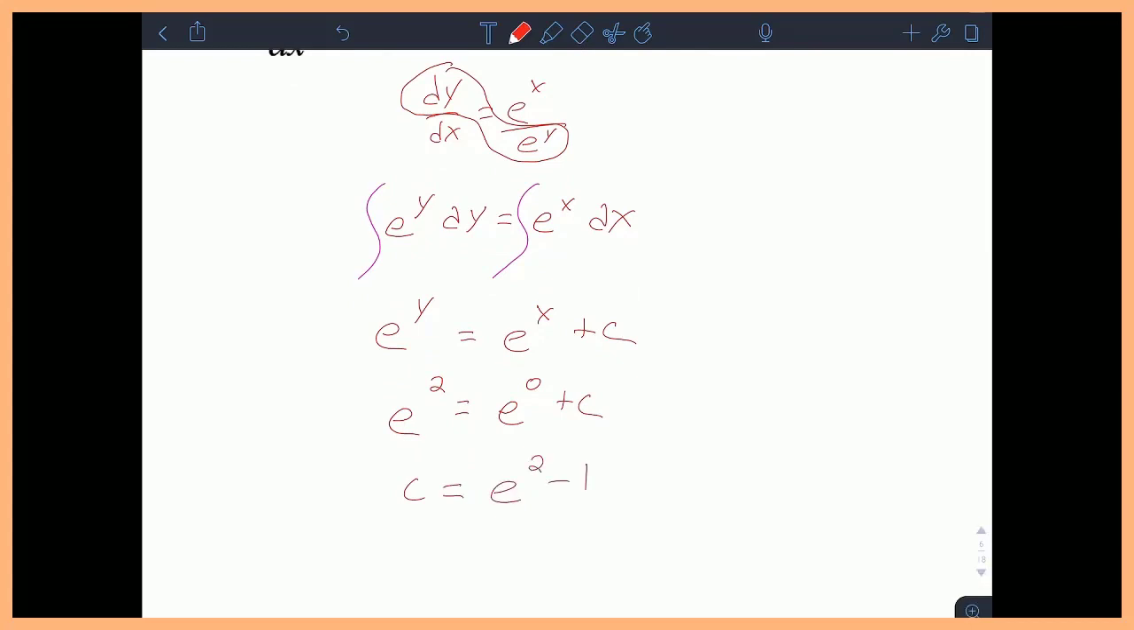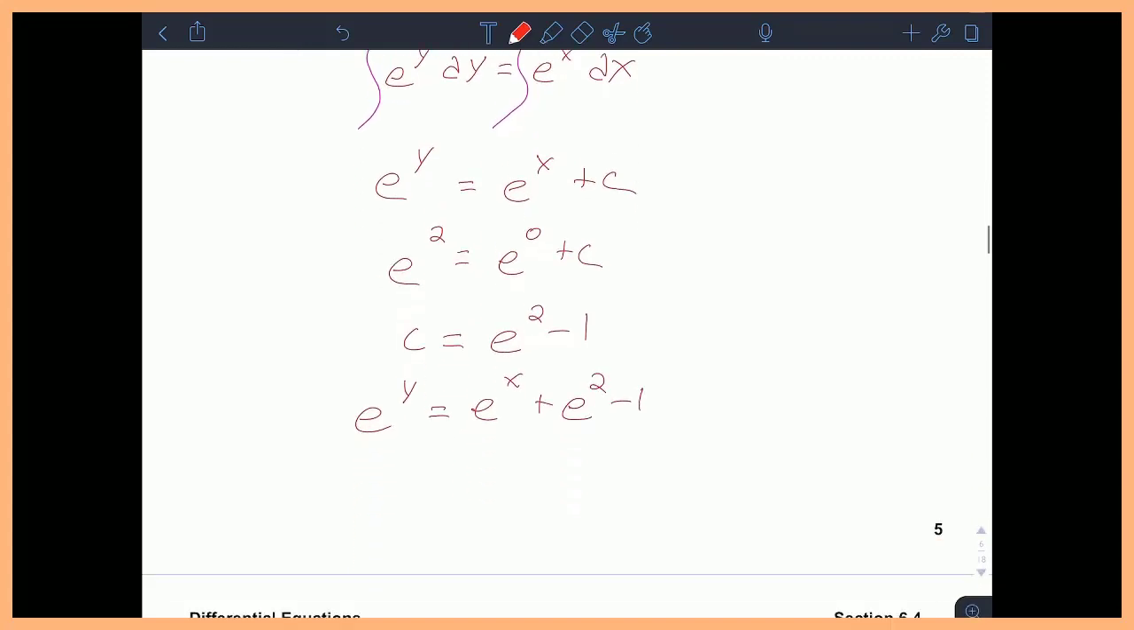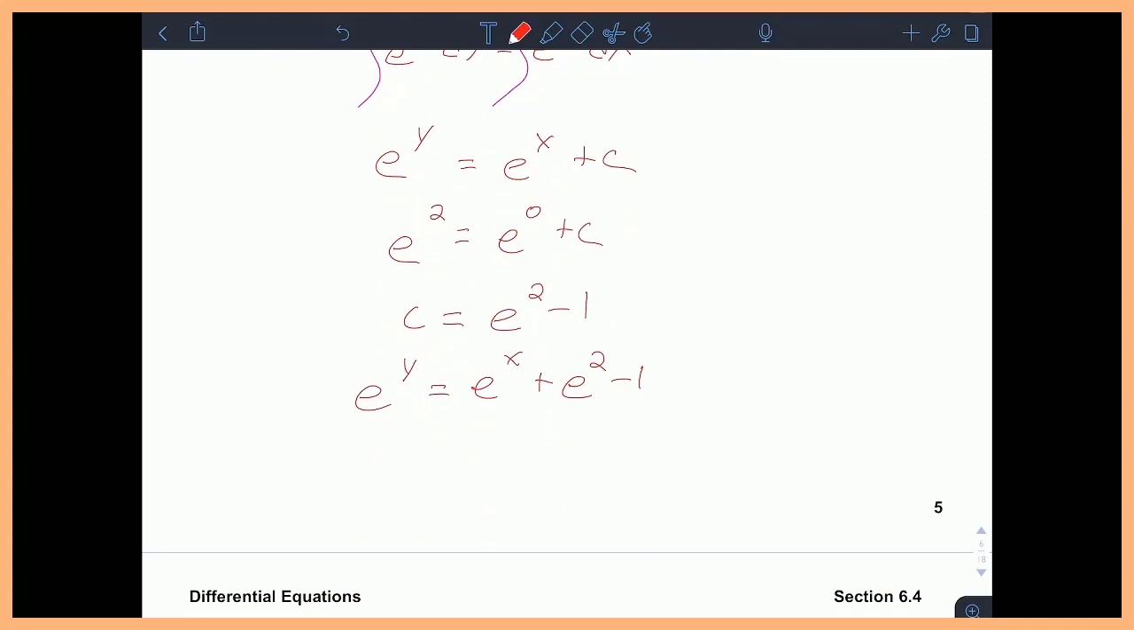I'm then going to put that in the above equation. So e to the y equals e to the x plus c, which is e to the 2 minus 1. And then I need to get rid of the e to get y alone, so I have to ln everything. Take natural log of everything. So natural log of e, I'm not even going to write it on the left side because I know natural log and e wipe each other out, giving me y equals. And then the right side is just natural log of all this stuff. I'll put absolute value, e to the x plus e to the 2 minus 1. And this is my solution.